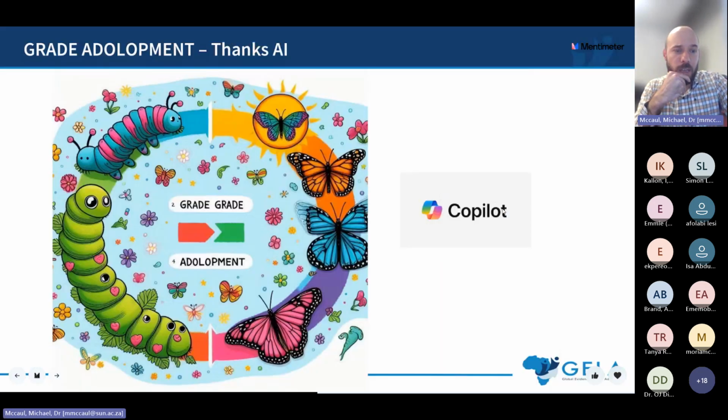So I asked AI, specifically Copilot, to summarize the GRADE paper for me in four steps using an image. And this is the disaster that it came up with.